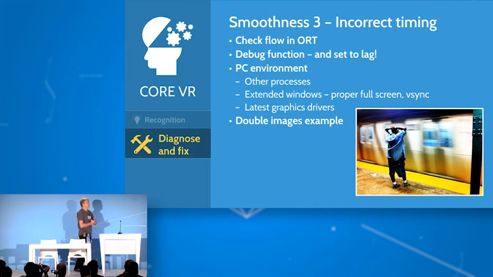Another cause for lack of smoothness, and I mentioned there are quite a few, is having incorrect timing. Pure and simple, the flow of the code isn't calling the SDK in the right order. So that's the first thing to check. Another thing which is really useful is to have some sort of debug function to shift your prediction of timing away from the ideal that the SDK has provided you, so that it over-predicts or under-predicts. The reason I recommend this, particularly if you're systematically trying to ascertain why you haven't got smoothness, is that you want to artificially put it in the lagging case. So have it under-predicting, lagging behind, because, okay, it looks horrible, everything lags behind you, but at least it's smooth.